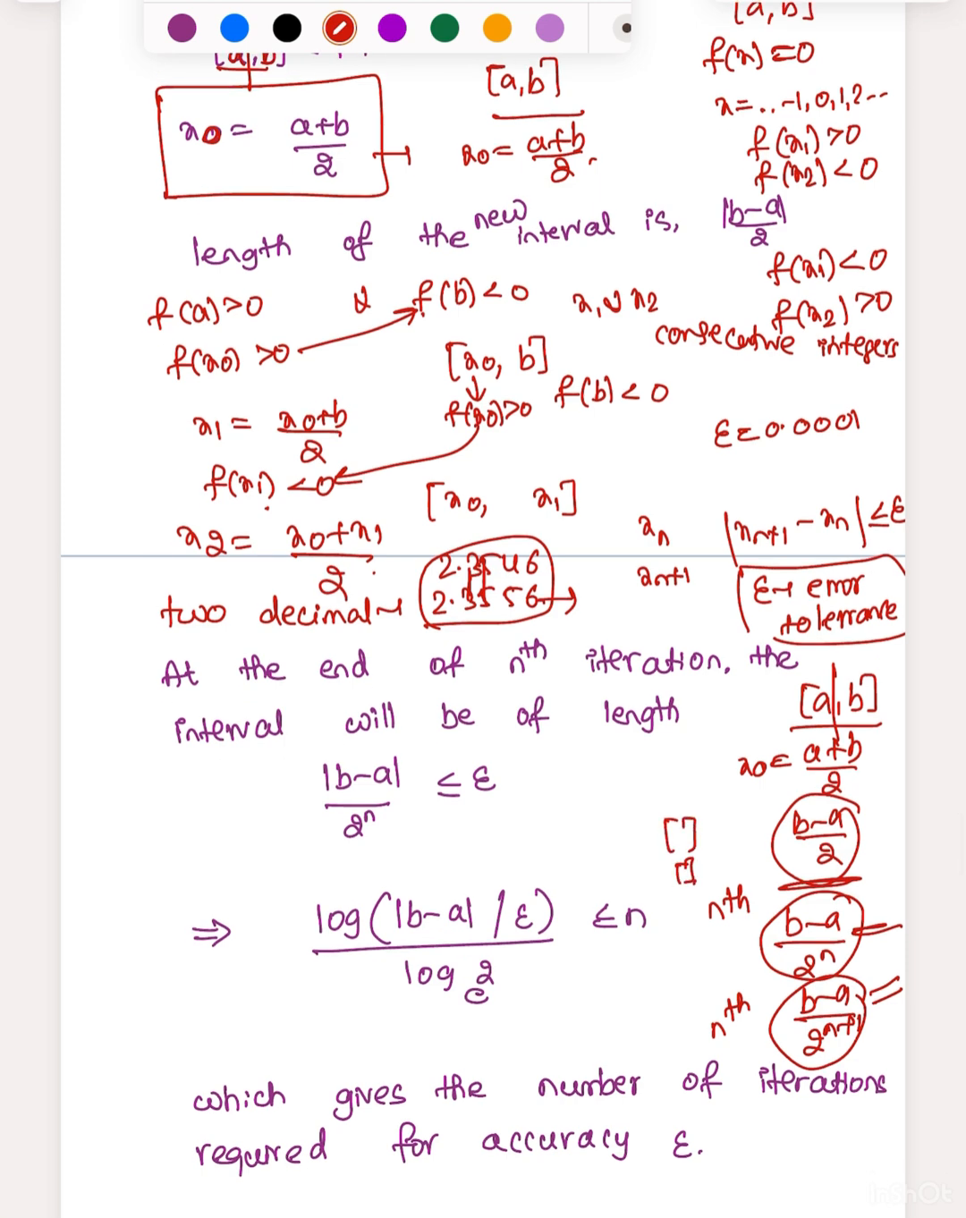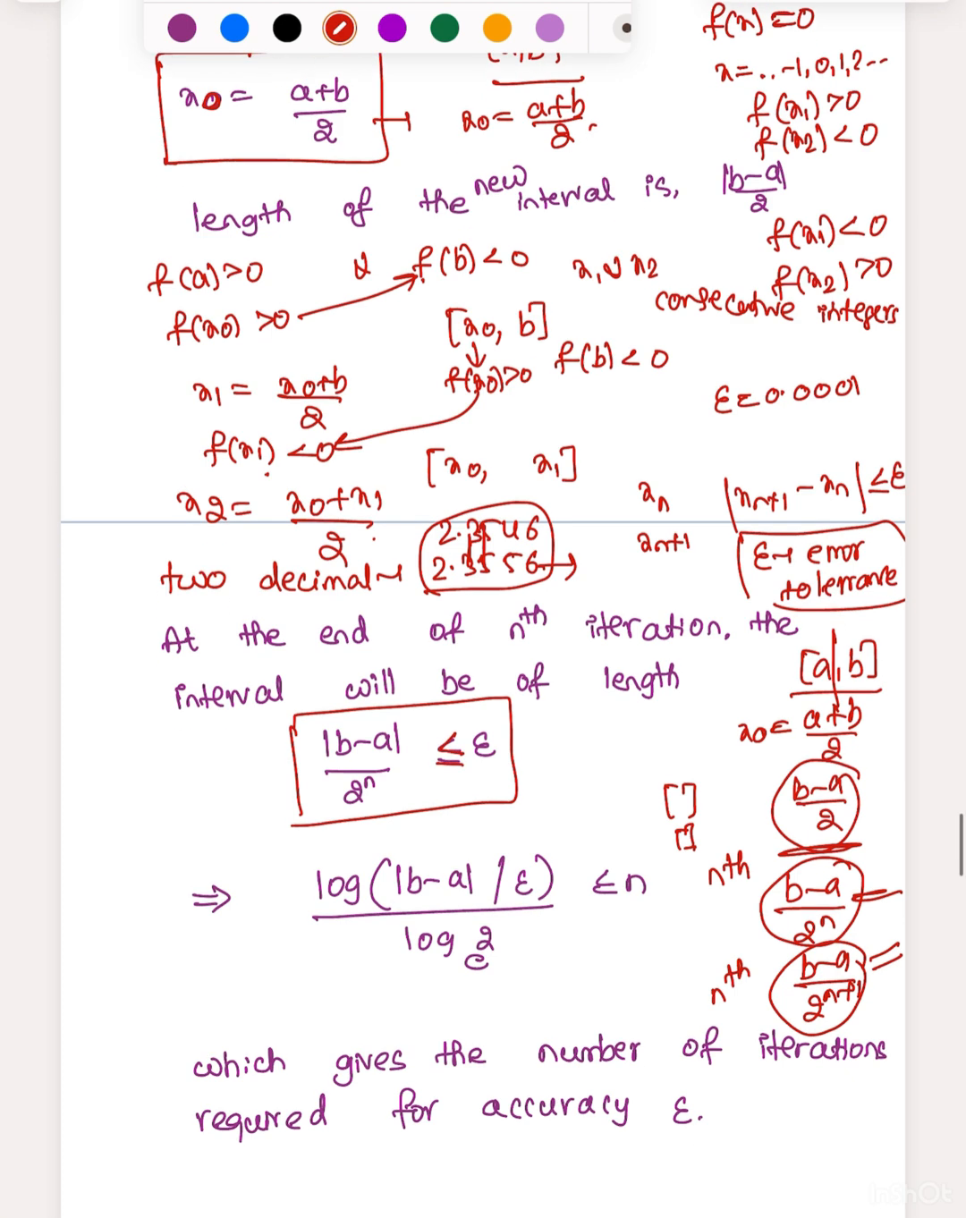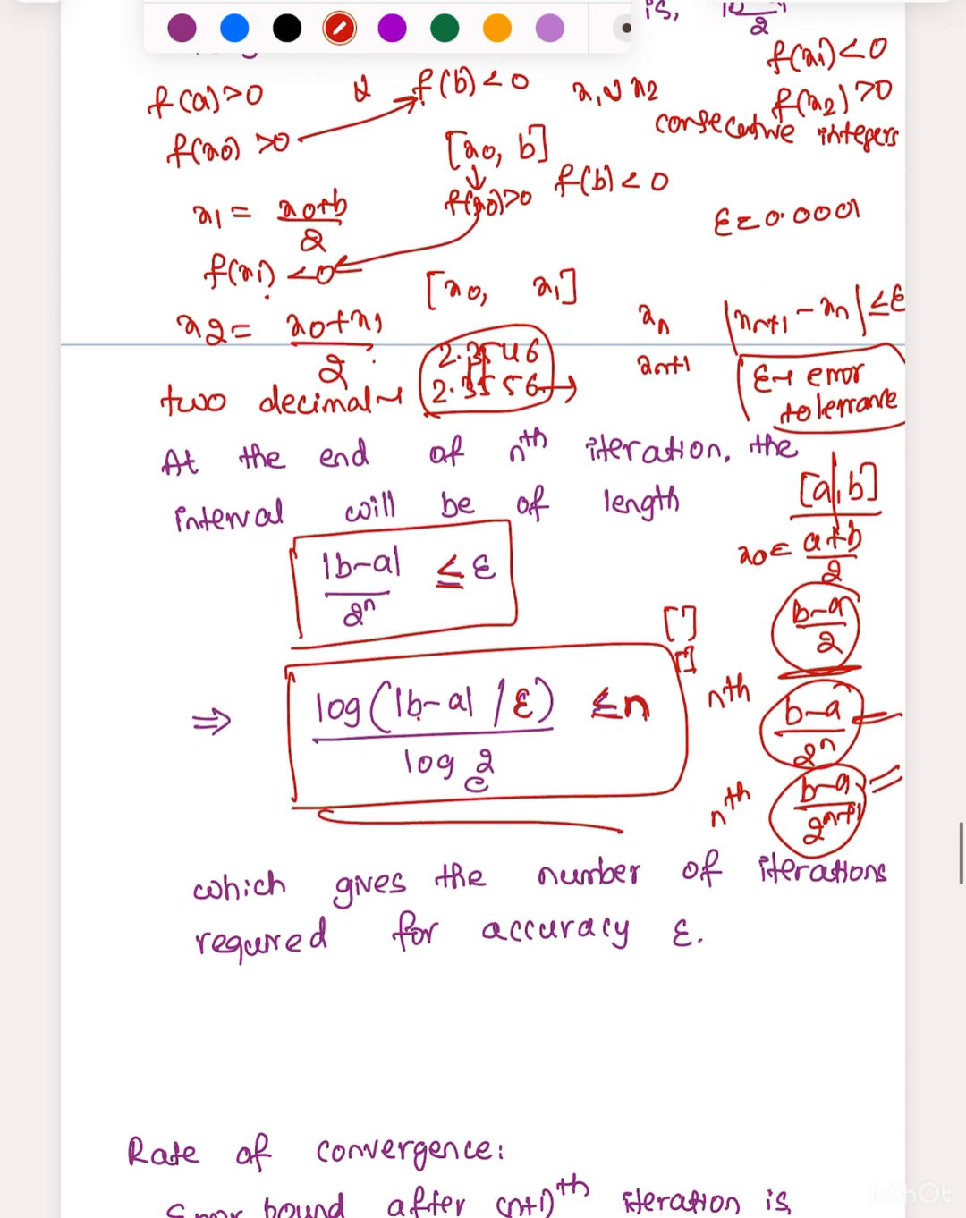Now if error tolerance is mentioned, this will be very small. Therefore at the nth iteration the length will be very small and less than or equal to epsilon. So we apply log on both sides, then we will have the expression given by the ratio of log of modulus of (b minus a) by epsilon to log of 2 to the base e, which is just equal to n. Here a and b are endpoints, epsilon is the error tolerance, and n is the number of iterations. This formula gives the number of iterations required for arriving at the accuracy epsilon.